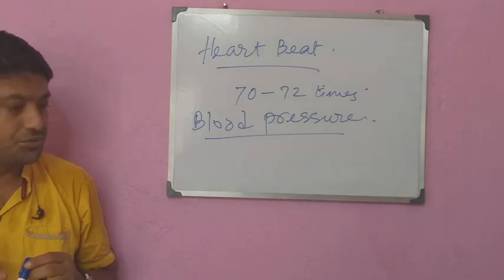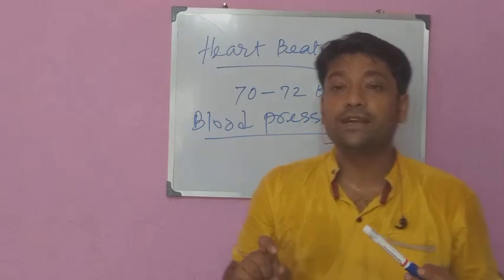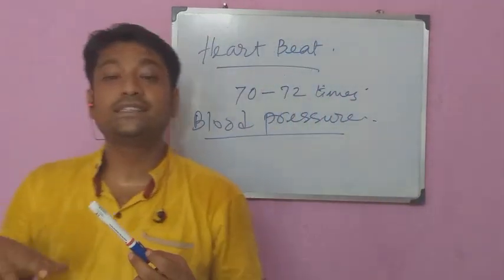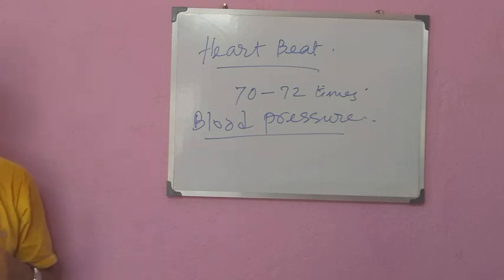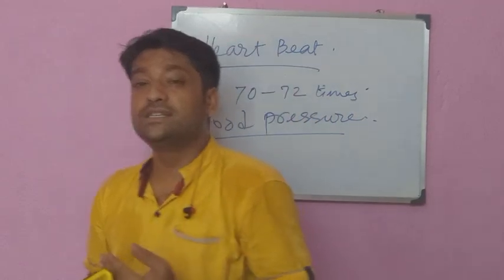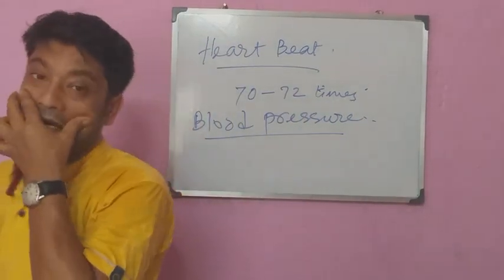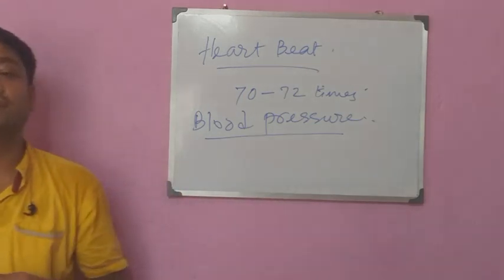So blood pressure is divided into two parts: systolic blood pressure and diastolic blood pressure. Systolic pressure is the pressure when blood leaves the heart through the main artery during the contraction phase, and the minimum pressure in the arteries during the relaxation phase of the heart is called diastolic pressure.